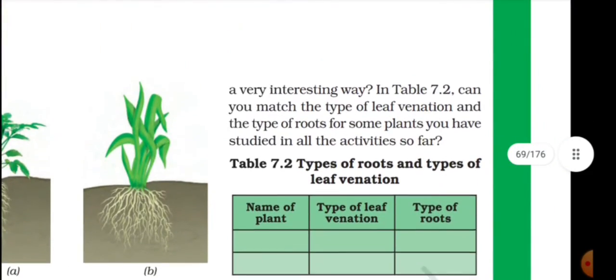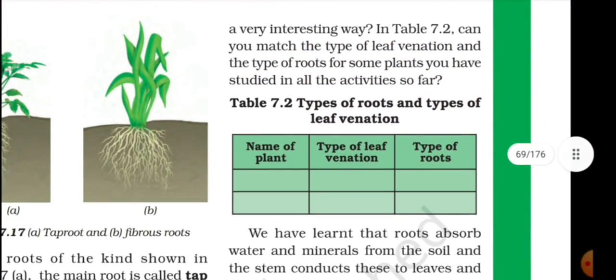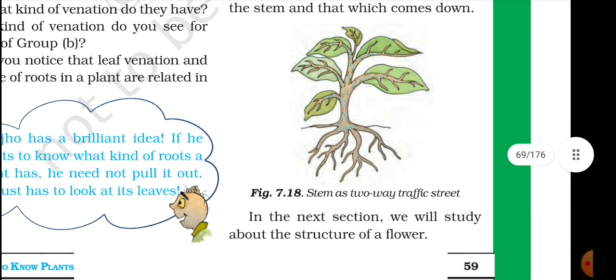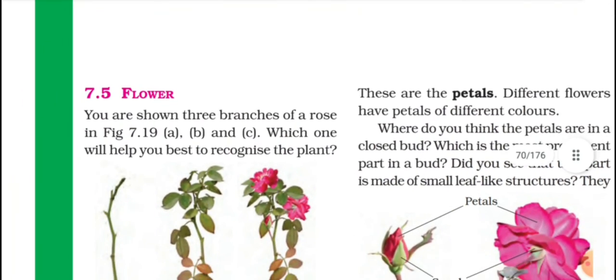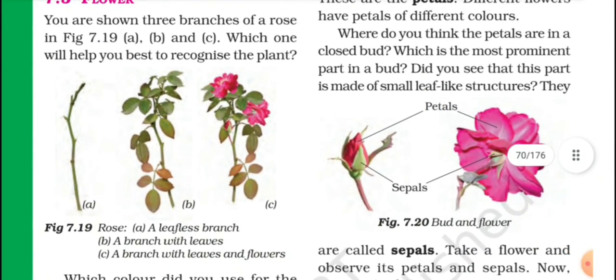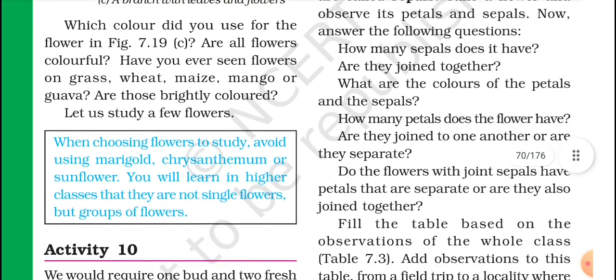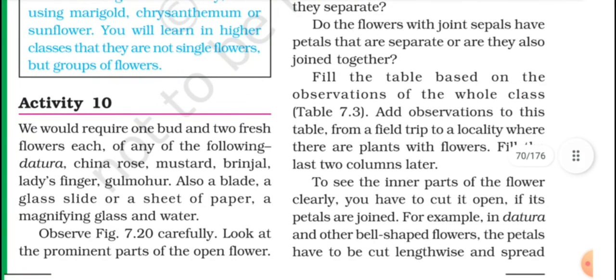Now we will talk about the type of roots and type of leaf venation. Reticulate venation and parallel venation we have studied. So flower में क्या है कि यहाँ पे 3 चीज़ें दिखाई गई हैं. One is branch of the rose plant, we all have seen it. One is leafless, one with leaves, and one with leaves and flowers. So we will study it.